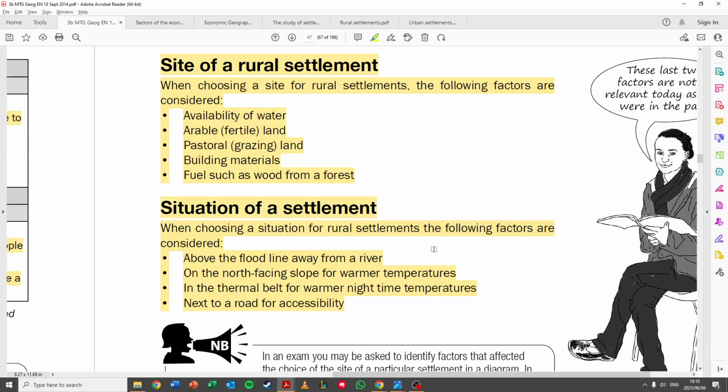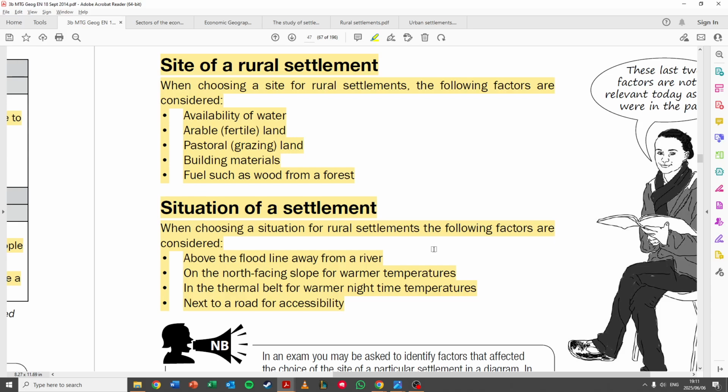Okay, then the same for fertile land. That's a little bit more important because obviously you can't really just get it from somewhere else. You can put stuff into the ground, so there's more nutrients, but the ground quality is still important. Then grazing land, building materials, and fuels such as wood from a forest. Then the situation of a settlement. So once again, what is going on in your surrounding area?